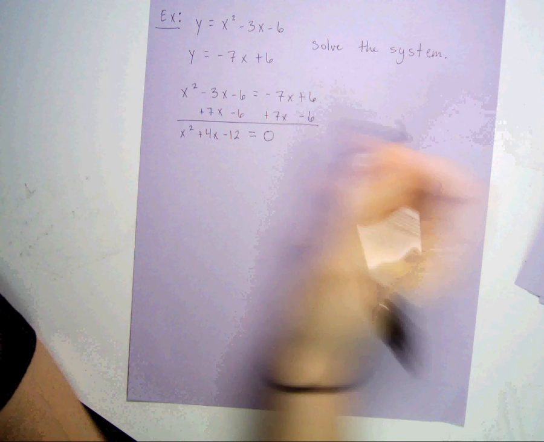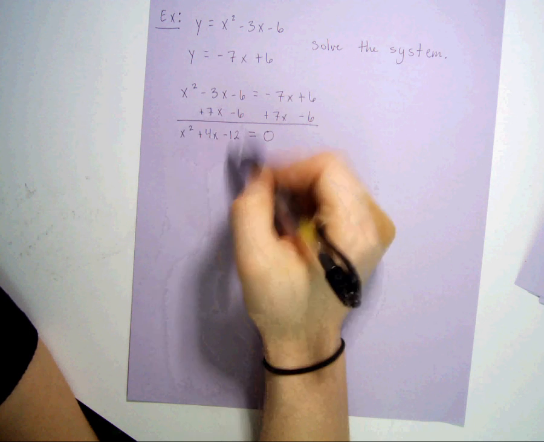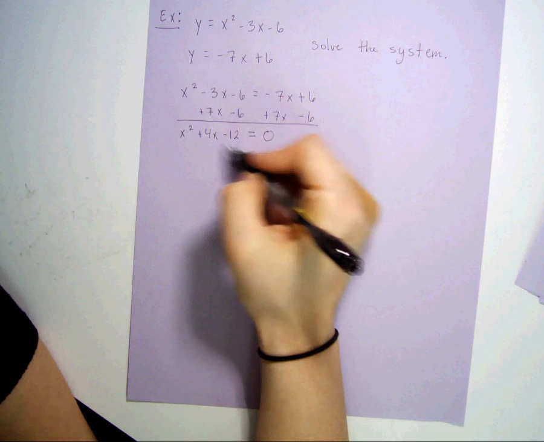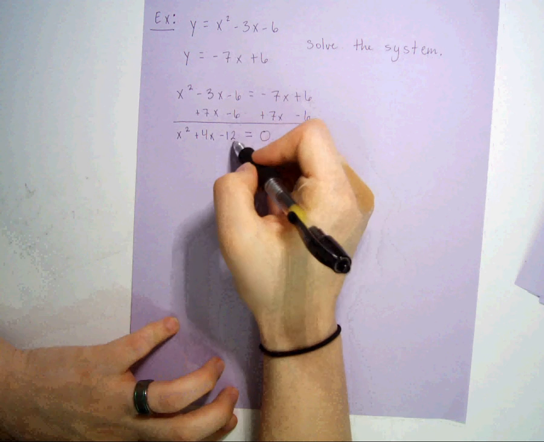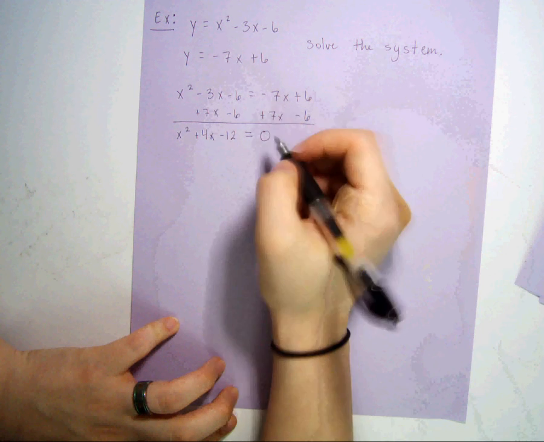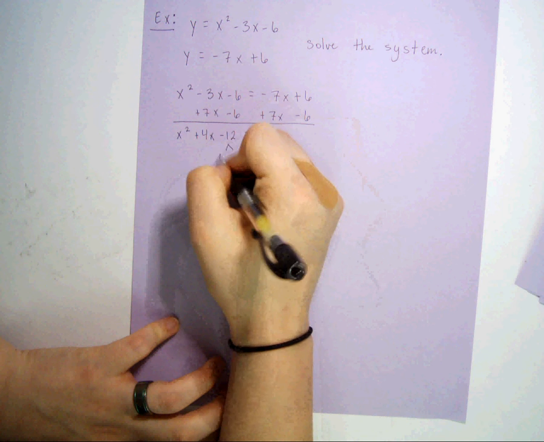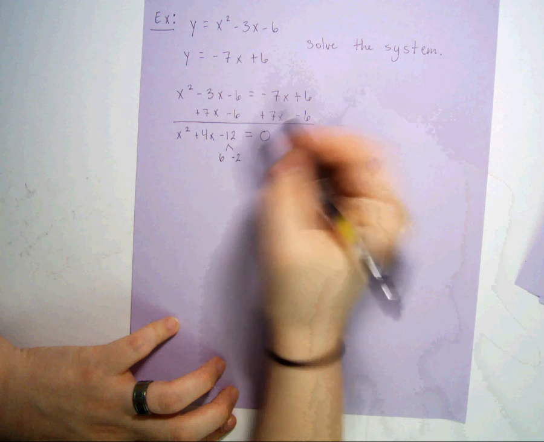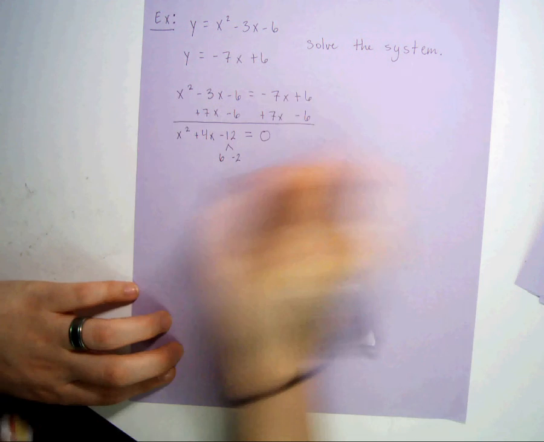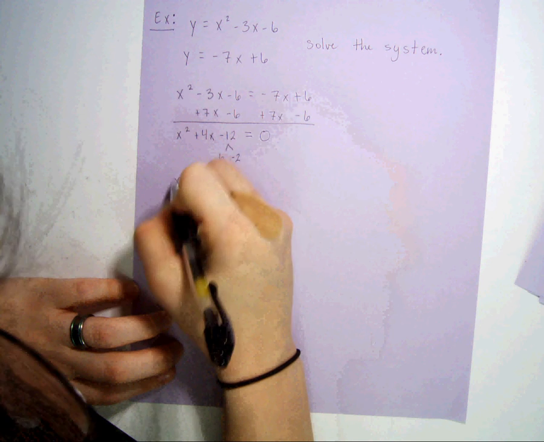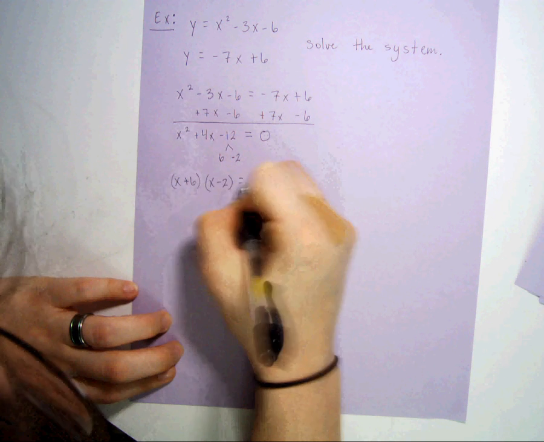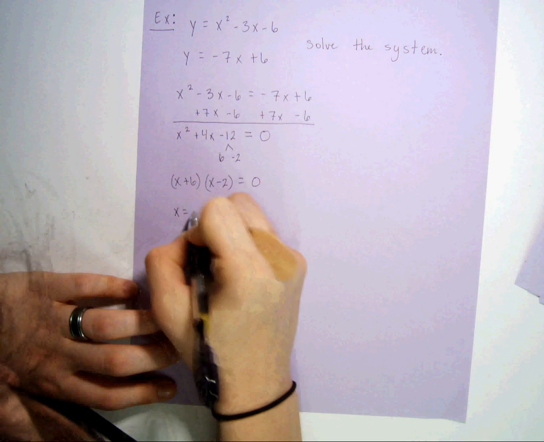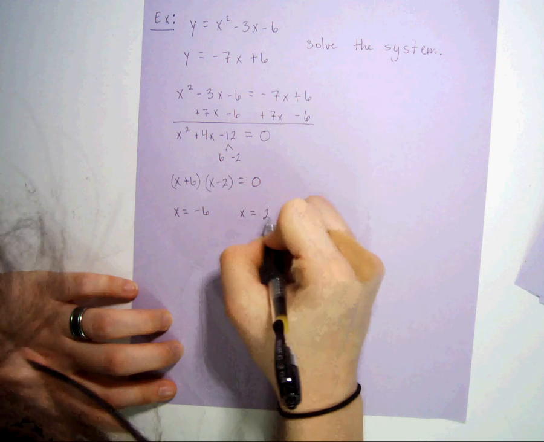And now again, just factoring. The number in front of x squared is just 1, so I don't have to worry about it. I'm looking at the factors of negative 12 that add together to give positive 4. If you think about it, a positive 6 and a negative 2: 6 times negative 2 gives negative 12, and 6 minus 2 gives positive 4. So my factors are x plus 6 and x minus 2 equals 0. I can set these equal to 0, and I end up with x equals negative 6 and x equals positive 2.